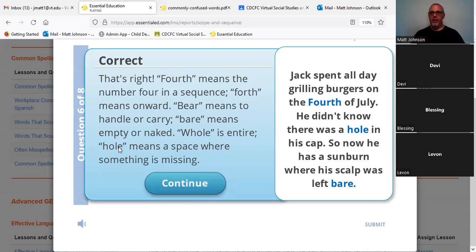Yeah, the number 4 in a sequence. Fourth, F-O-R-T-H, is onward. We go forth into the night, whatever. Bear, B-E-A-R, means to handle or carry, right? As in a burden. Bare, B-A-R-E, means empty or naked. And then whole is an entirety, where hole means a space where something is missing.